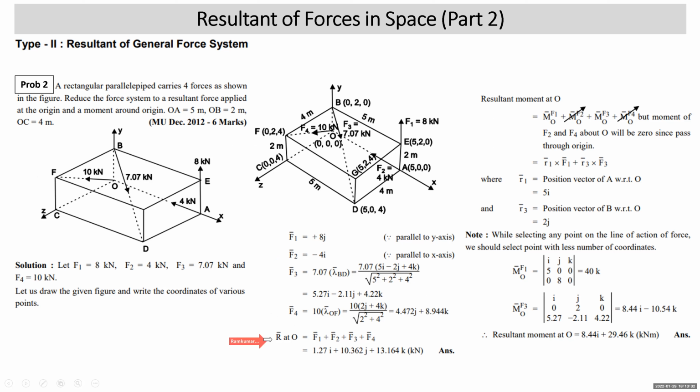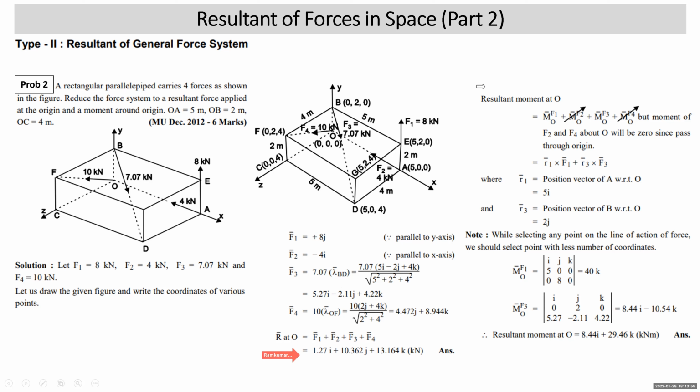So resultant force at O, or at any other point, here it is required at O. So resultant force at O is F1 bar plus F2 bar plus F3 bar plus F4 bar. Add them up in vectorial form, right? IJK coefficients are added, you get the resultant. Resultant is obtained as 1.27i plus 10.362j plus 13.164k. And units in the bracket, that is kilonewton, that is your first answer.